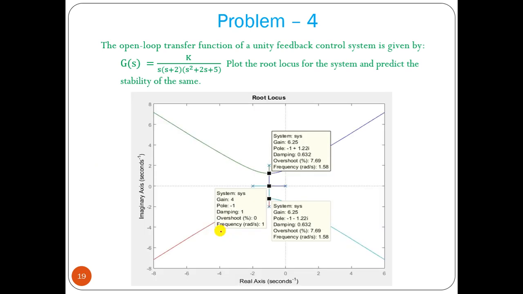Now we can solve it, I mean show the diagram. So what we are getting: this pole should come here, breaks away from this point, and then it goes to infinity zero.